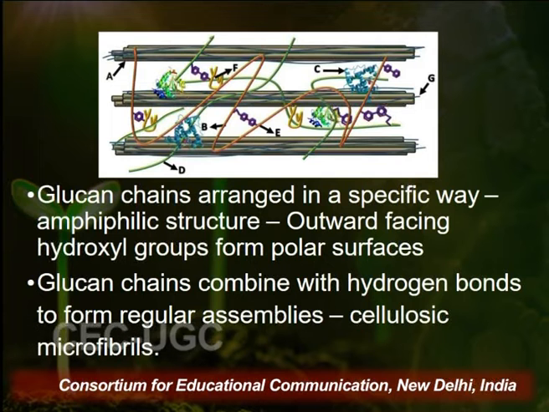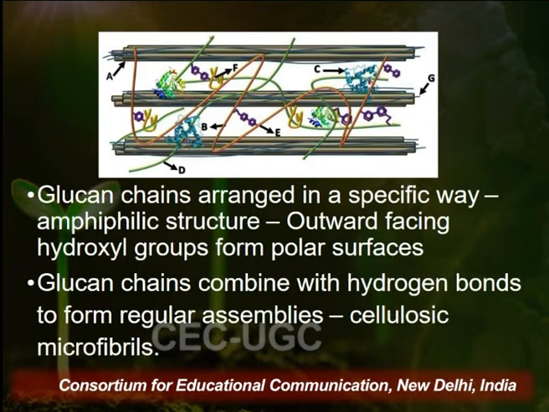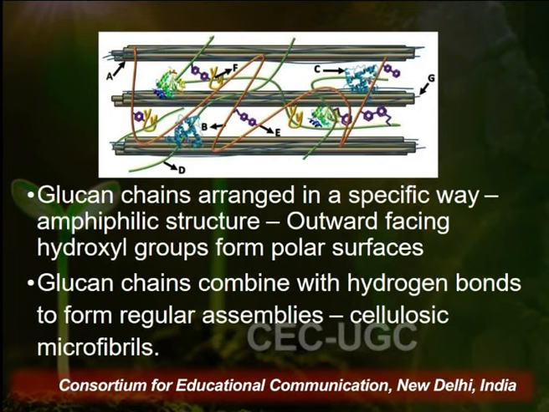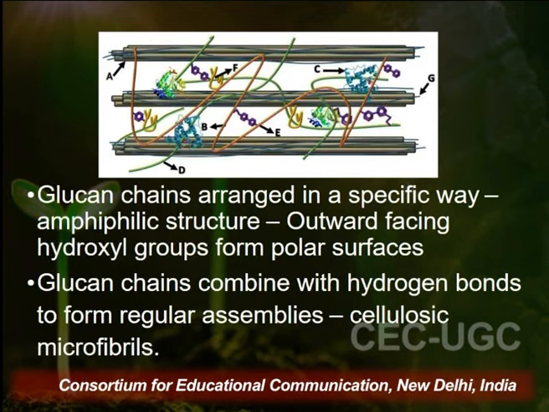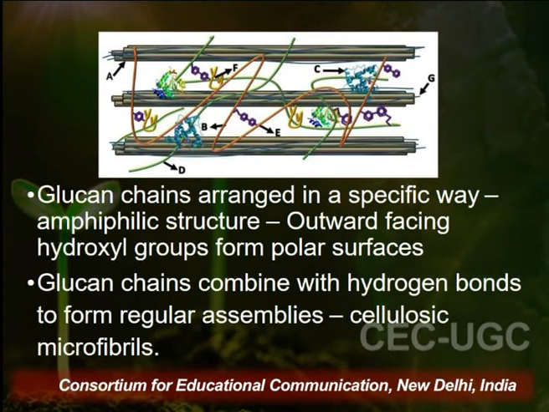Now, if you look into the structure of the cell wall, you will see there are different components. These glucose chains or glucan chains are arranged in a specific manner which provides an amphiphilic structure to the cellulosic chains that are present in the cell wall. As we discussed, these are nothing but glucose chains, and we know that glucose has hydroxyl groups in its structure. These hydroxyl groups are present towards the outer side of the chain, thereby forming the polar surface, whereas the inner region is considered the non-polar region of the cellulose or the glucan chains.